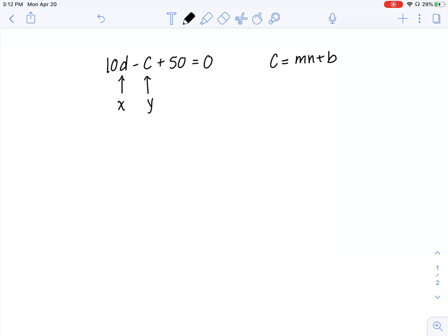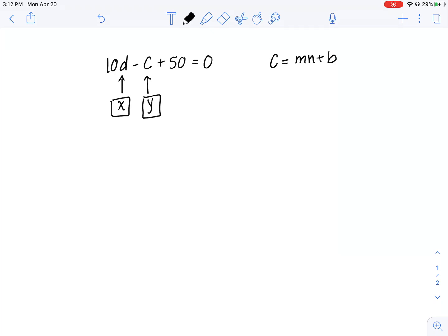And the reason for that is because c, which is the cost, is dependent on d, the days that the tent is rented for. In other words, c is the dependent variable and d is the independent variable. And we know that the dependent variable is always y and the independent variable is always x.